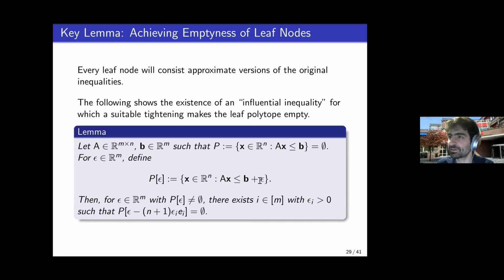then not only can I improve the error on that constraint to what it should be in the original polytope, but I can go n times past that. This is encoded by this n plus one epsilon I. So not only do I improve the error, but I make it n times better than I needed it to be. Then by improving this one constraint, I can make the polytope empty. So as long as I have the ability to take any inequality in my leaf polytope and improve the error by a factor of n in the opposite direction, I can make the polytope empty. It's actually very simple to prove, and this is really the main reason why anything is possible.